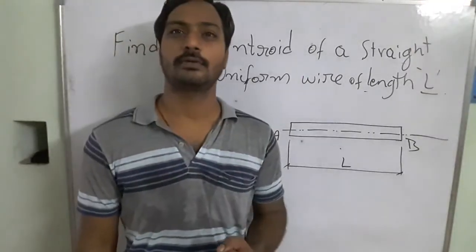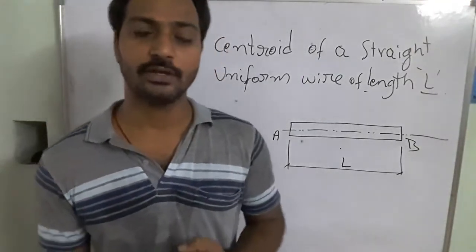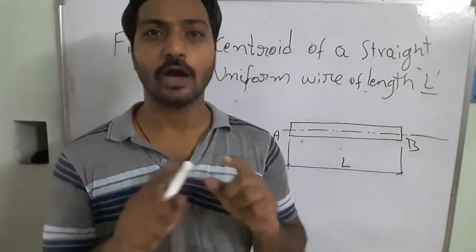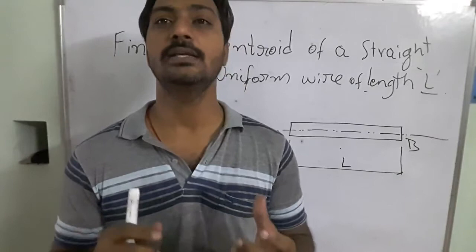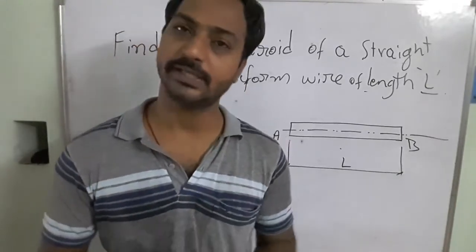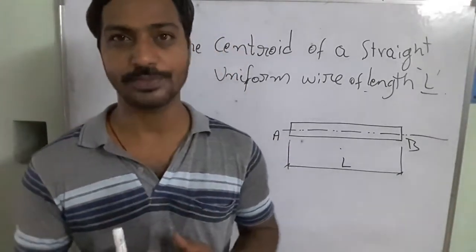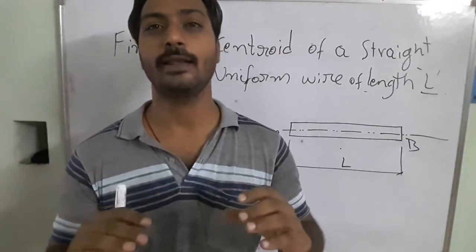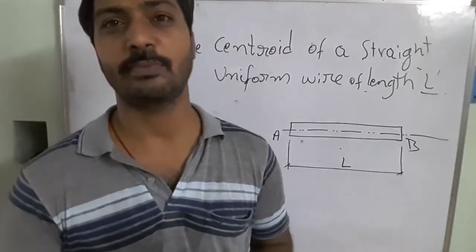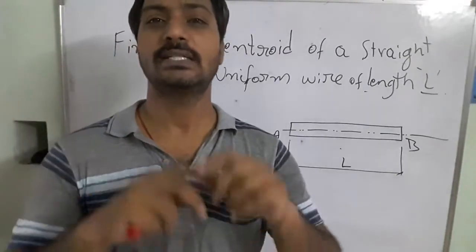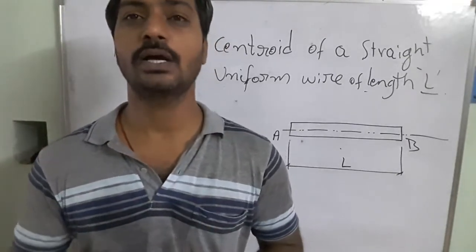Hello there. In the last video session we have seen how to identify the centroid for a curved shape of wire, which we consider as a one-dimensional object. In this case also we have taken a one-dimensional object in a straight line, and let me find out the centroid. So how to do that? We are using the same procedure to find the centroid.